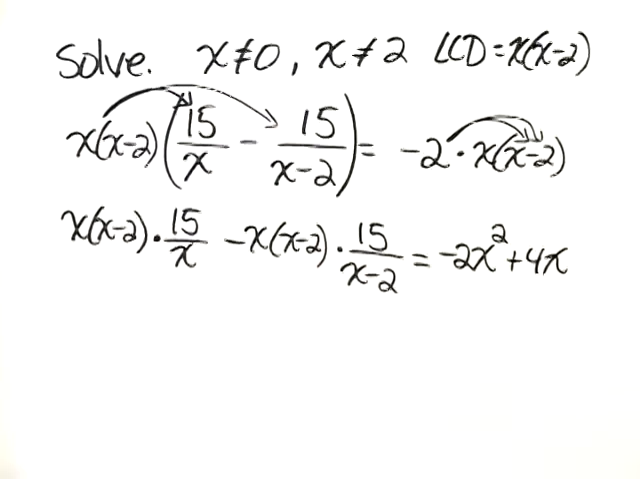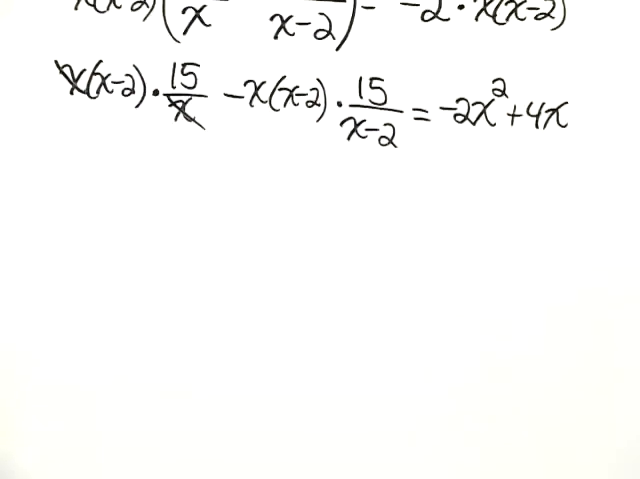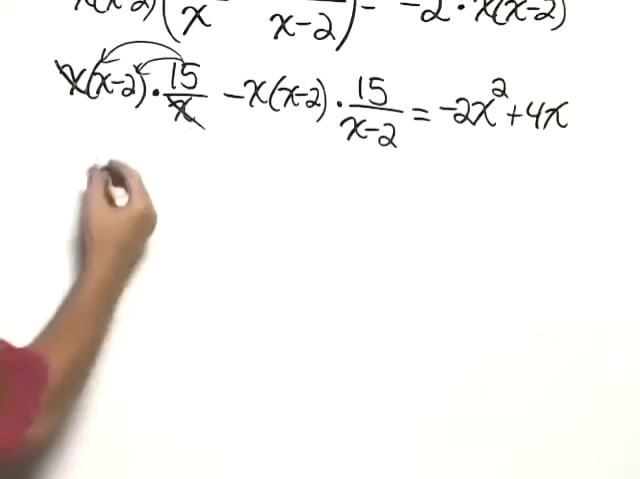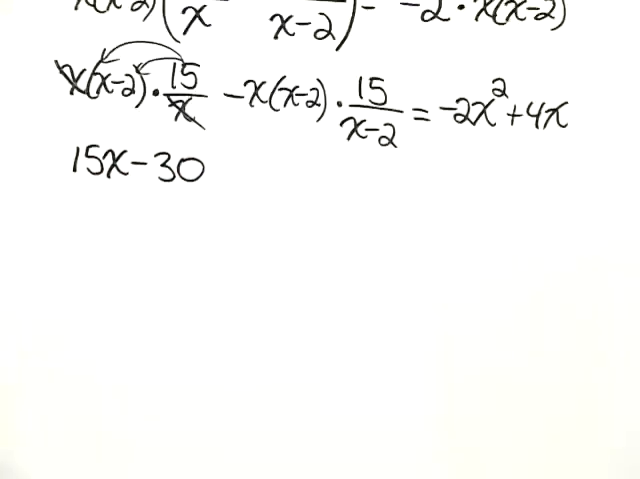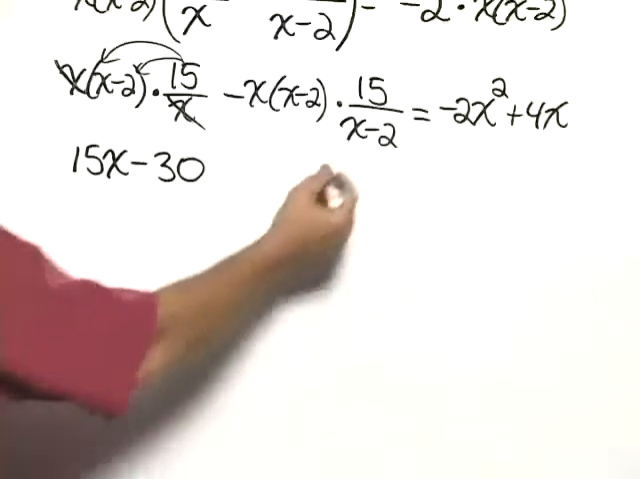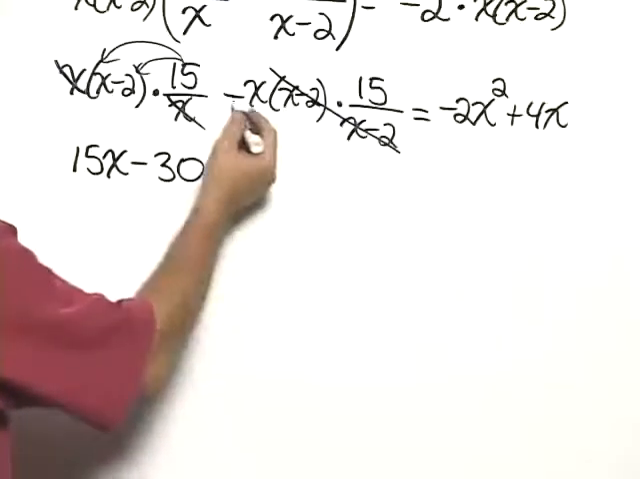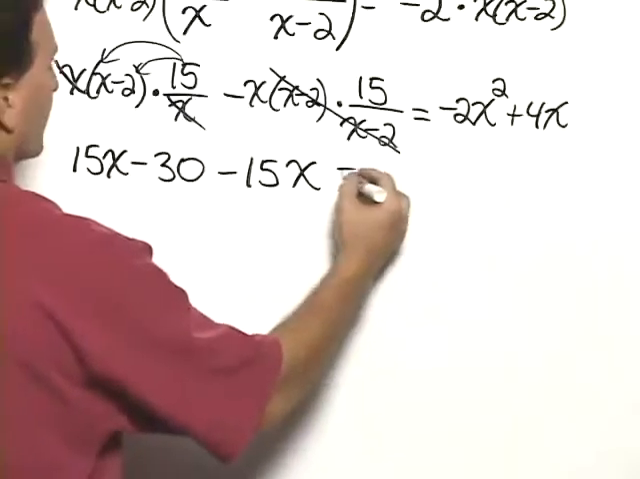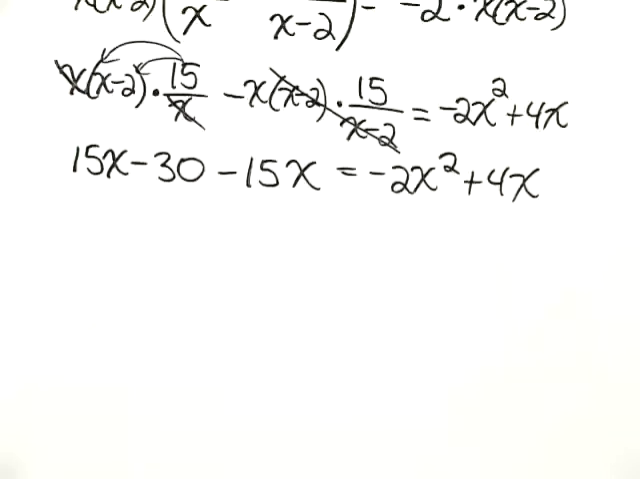On the left-hand side, we can remove a factor of 1, x over x, and then we have to distribute the 15, which gives us the result 15x minus 30. In this term, we can remove a factor of 1, x minus 2 over x minus 2, leaving us with minus 15x. That's equal to minus 2x squared plus 4x.